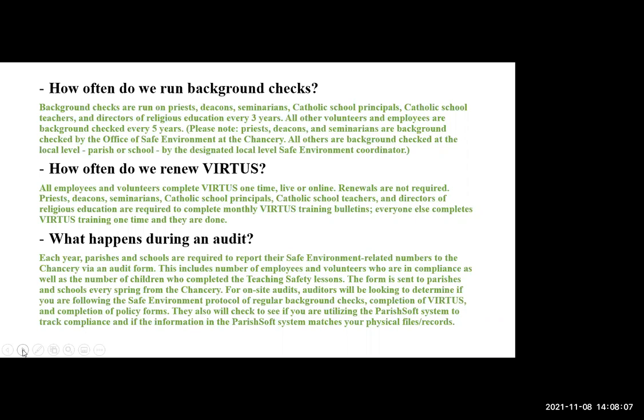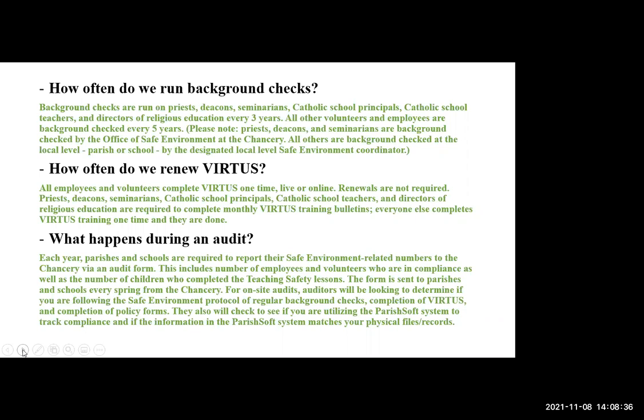into the future. So every spring you receive an email from me and I need you to report your numbers back to me. This includes the number of employees and volunteers who are in compliance, as well as the number of children who completed the teaching safety lessons in any given year. It's pretty straightforward. We're tracking your numbers and we're tracking your data.